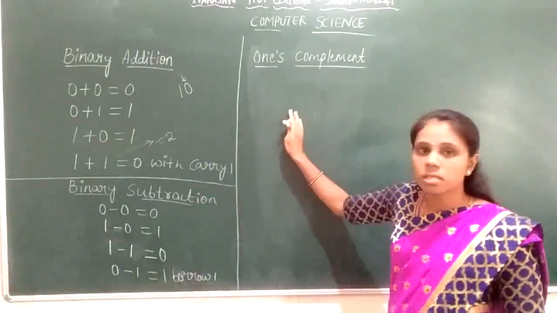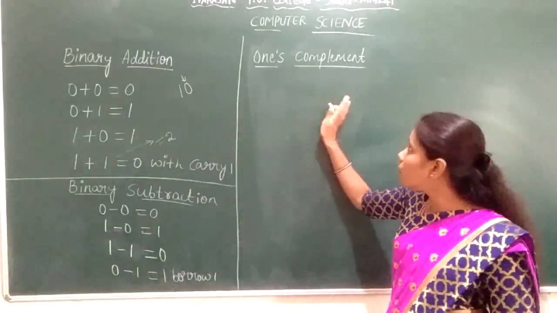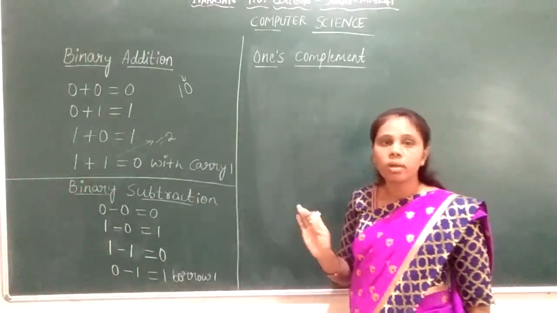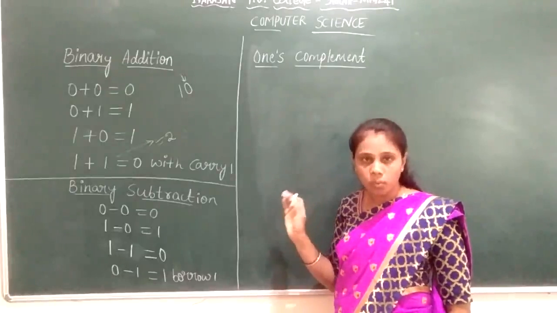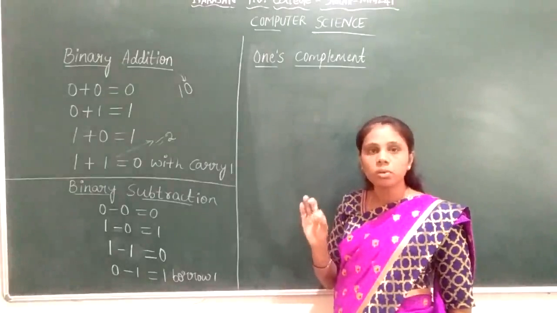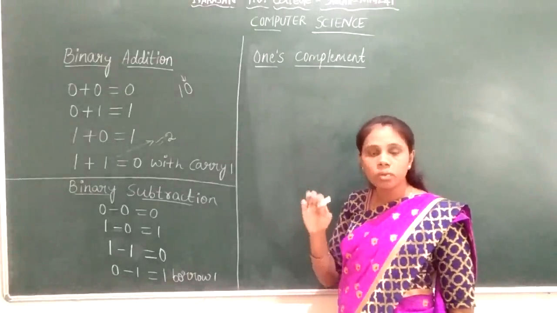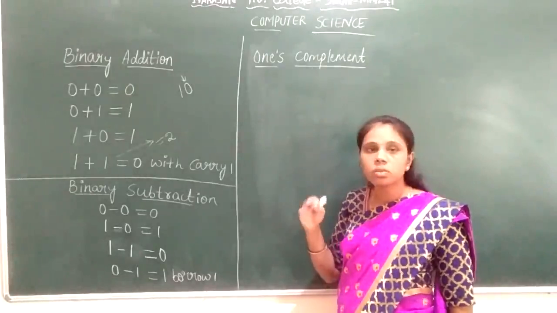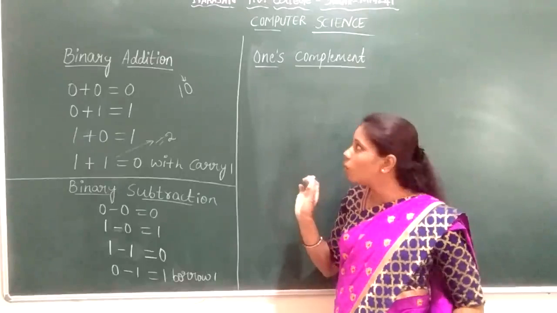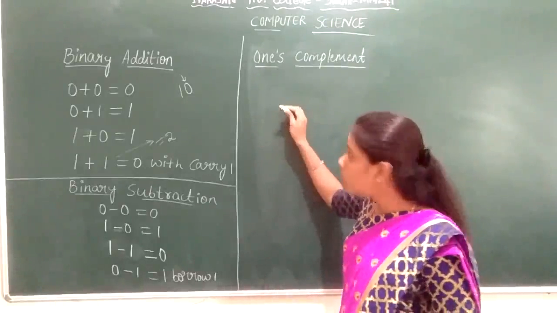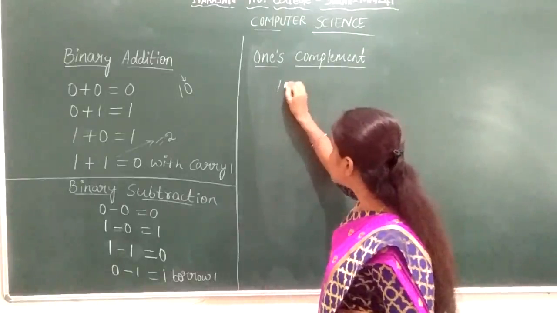Next we have discussed ones complement. See, what is ones complement? Ones complement is nothing but changing each 0 to 1 and changing each 1 to 0. If we have 1, you need to change that to 0. If we have 0, you need to change that to 1. So I will give an example. See, suppose consider this as an example.